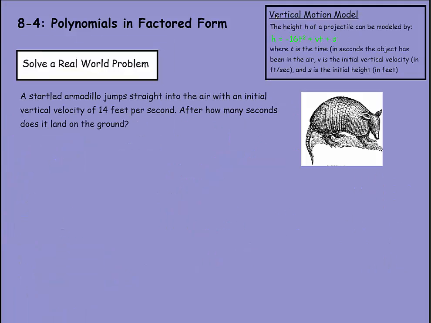Now we can solve a real-world problem. It says a startled armadillo jumps straight into the air with an initial vertical velocity of 14 feet per second. After how many seconds does it land on the ground? So this is what we need to find out.